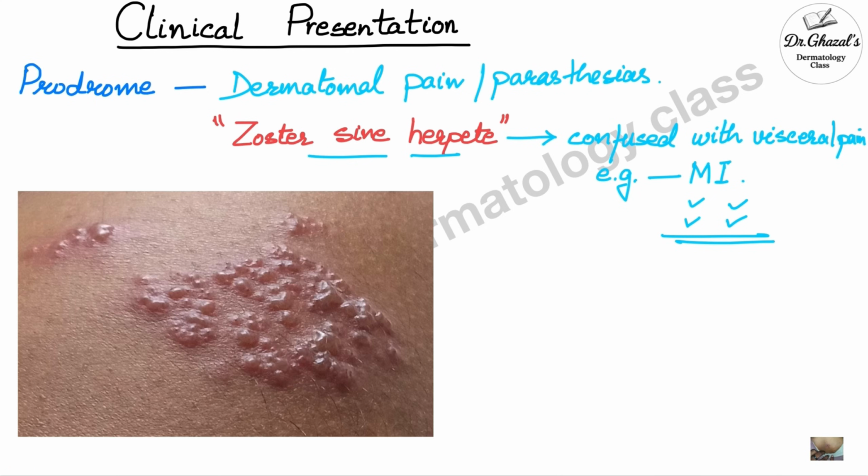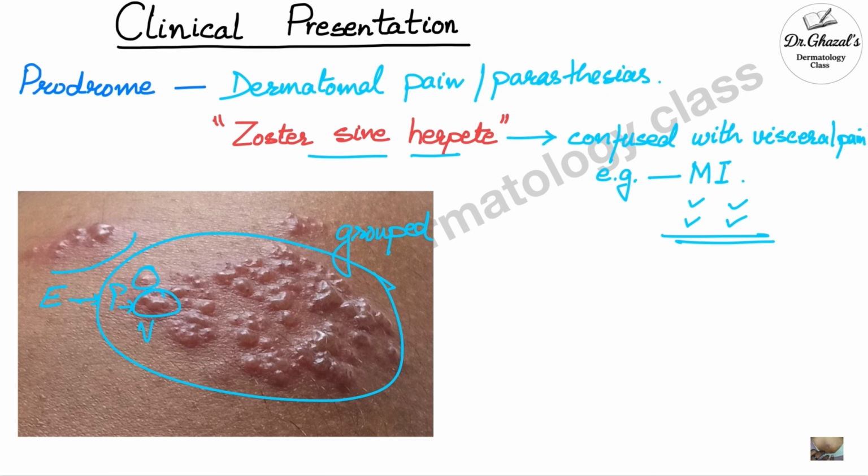This is the rash of zoster. It starts with erythema. We can see there is erythema here. Then it progresses to papules and then vesicles, and these vesicles are grouped. But only this picture doesn't confirm it is a case of zoster.